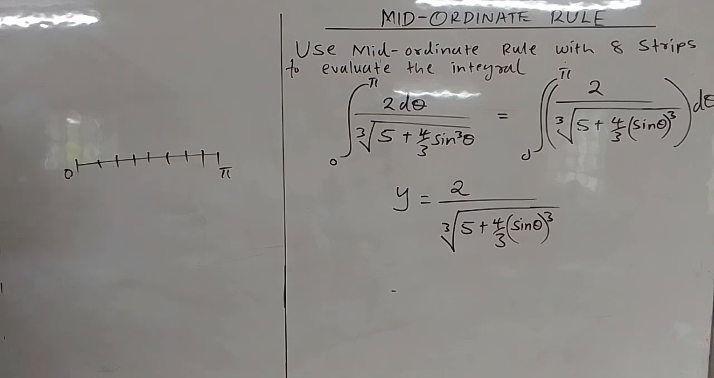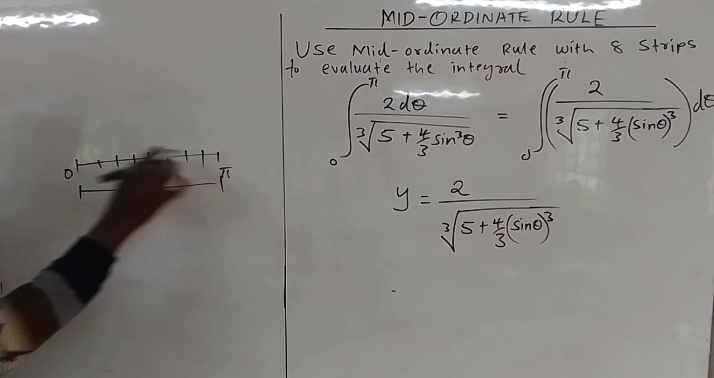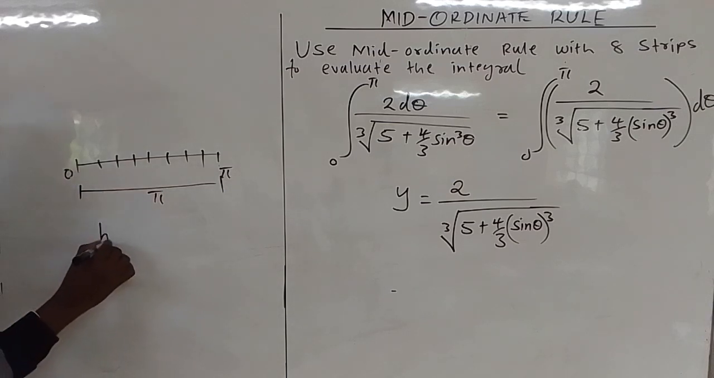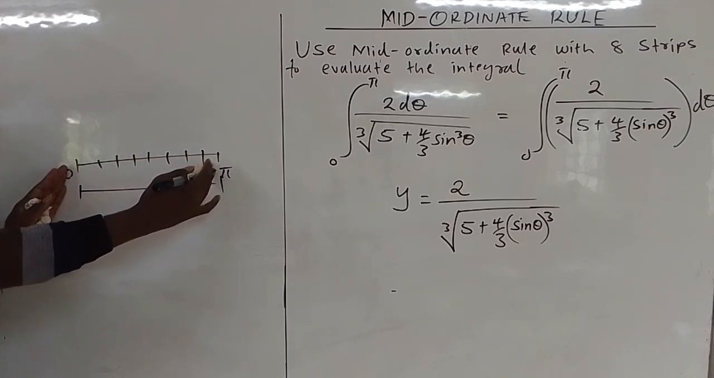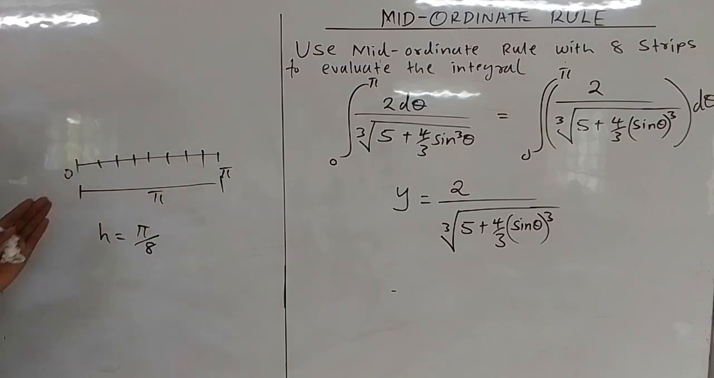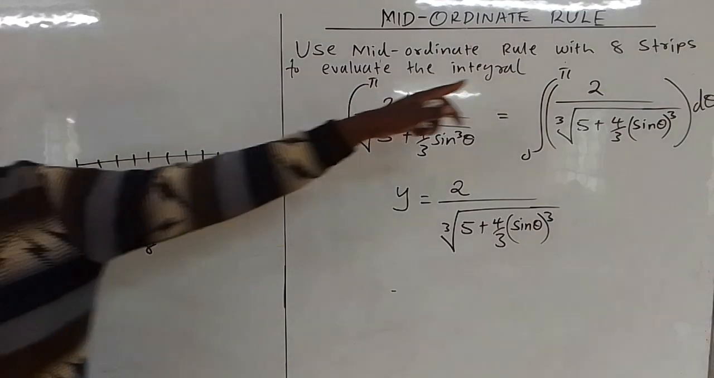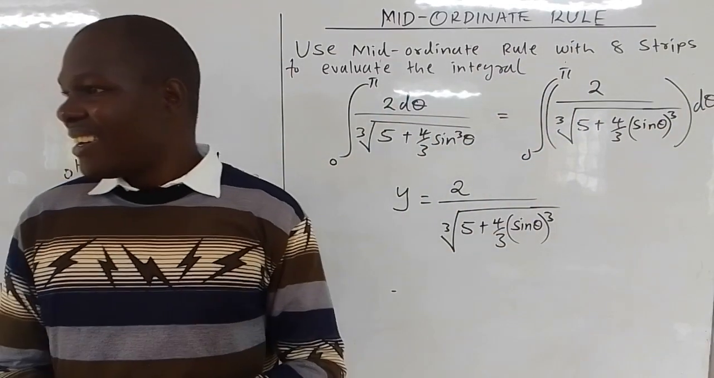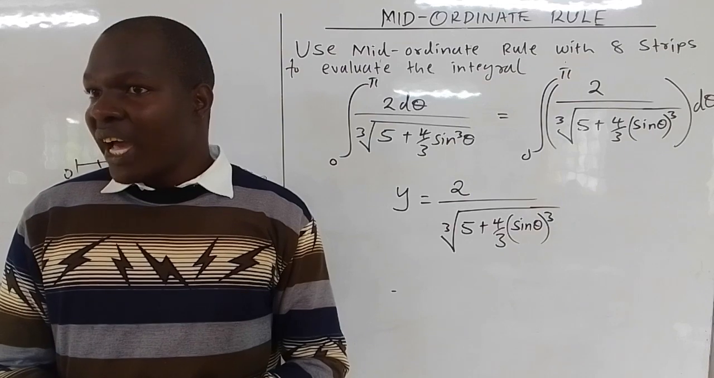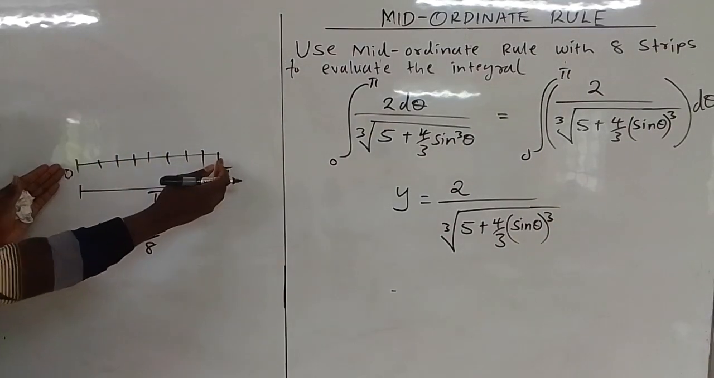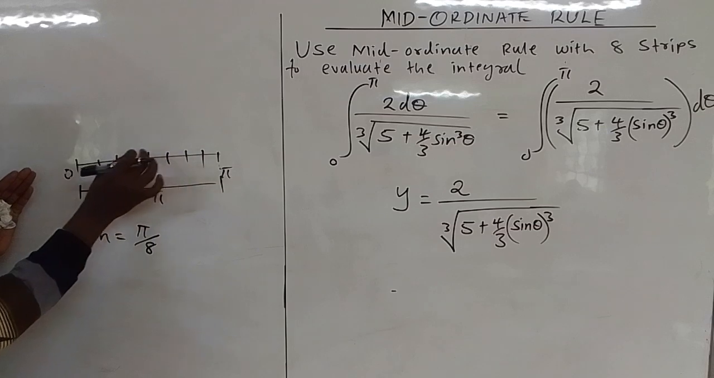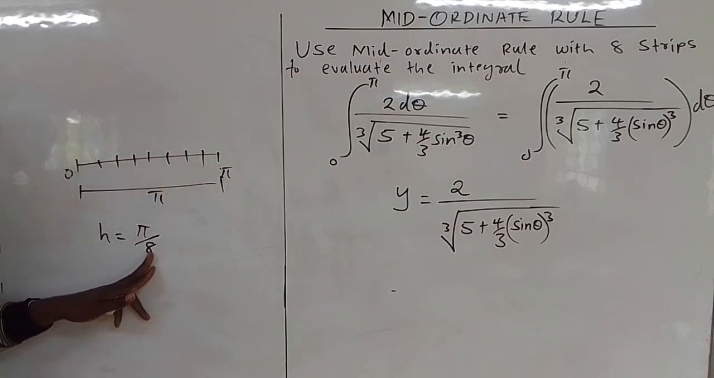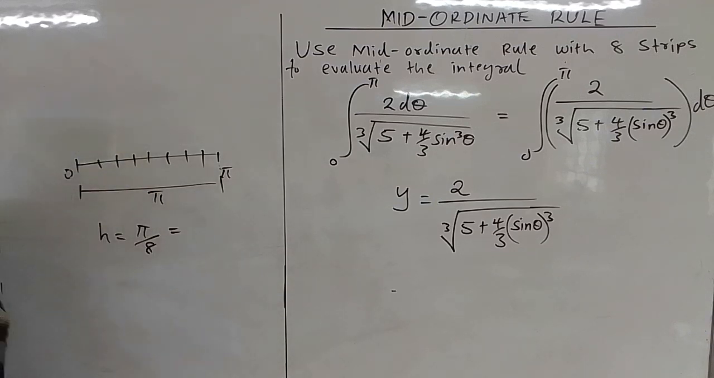Are we together? So the whole of this interval is what? It is pi minus 0. So what is h? See, h is the whole of this length, which is pi divided by? You'll be told to divide it into 8 strips, meaning each strip has its own interval. Are we together? Is that okay? So the whole of this is pi, but you want to divide this pi into 8 equal parts, isn't it? See, that is pi divided by 8 equal parts. What do you get to be h?